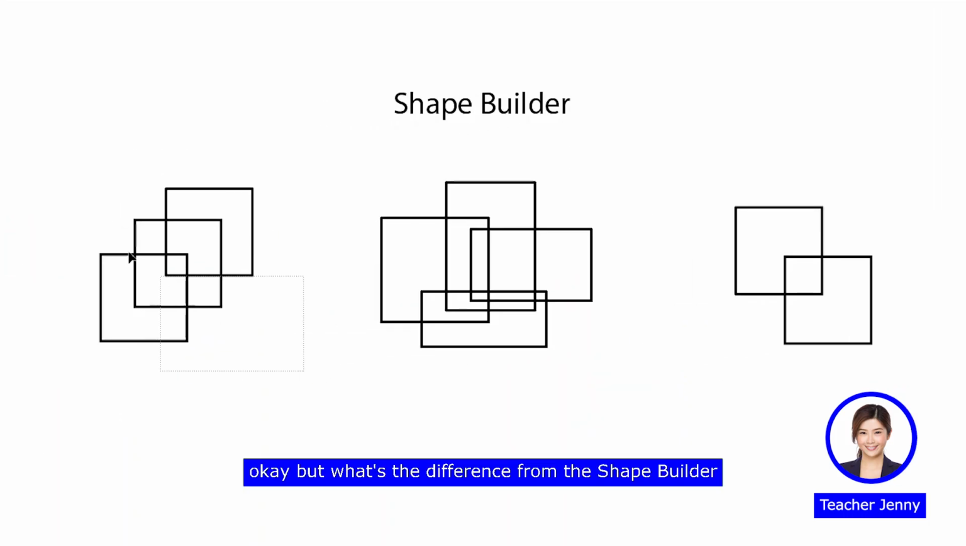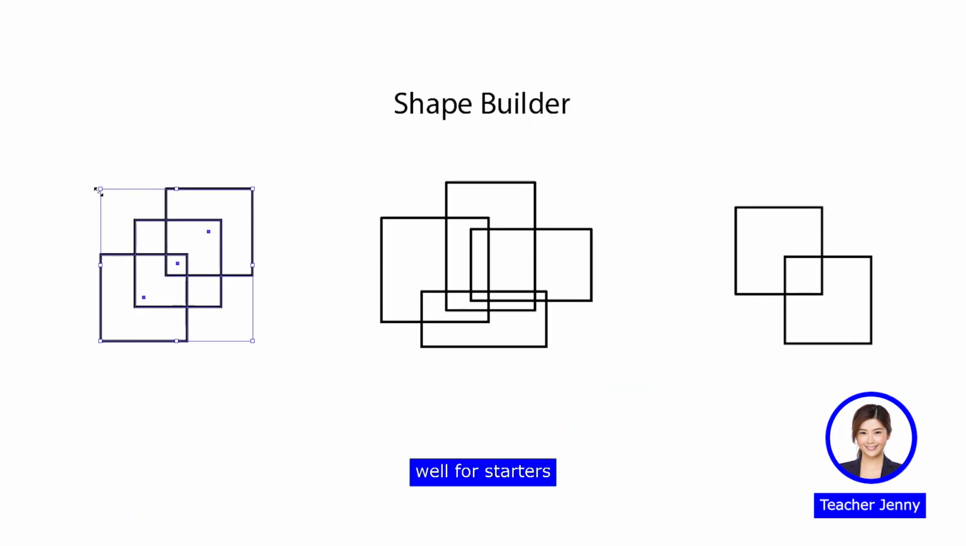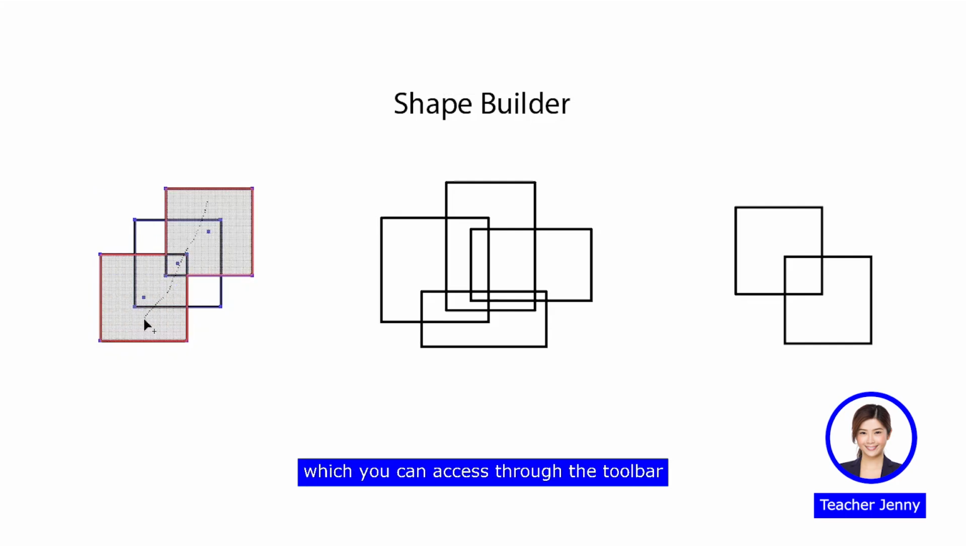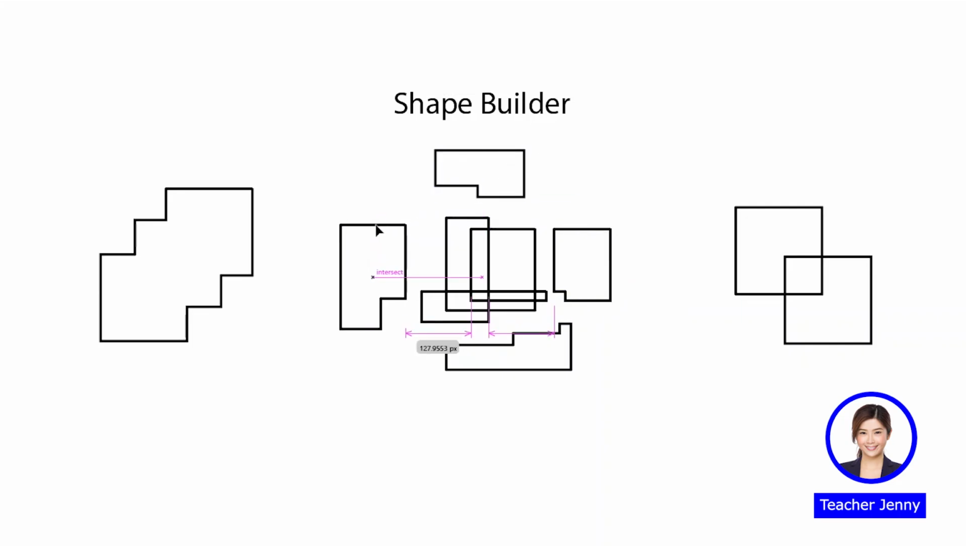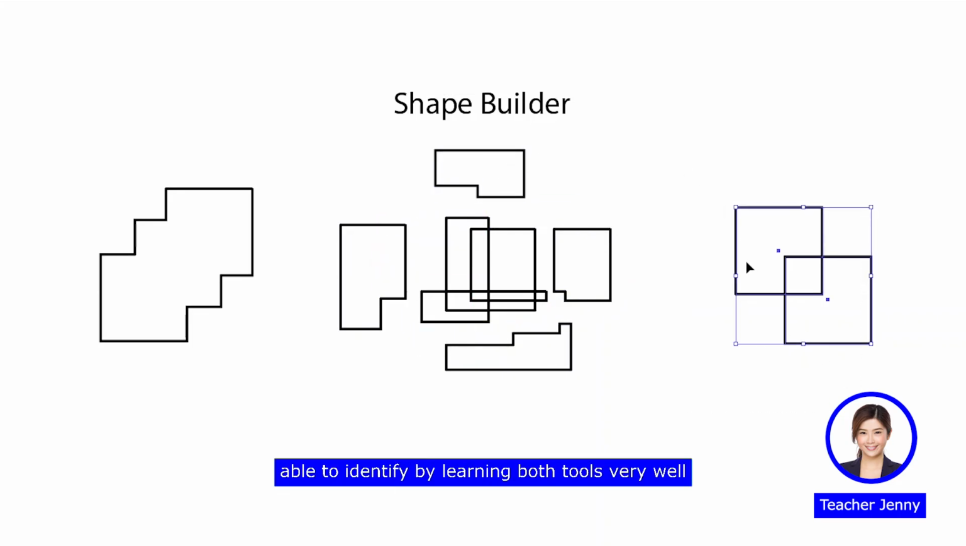Okay, but what's the difference from the Shape Builder? Well, for starters, the Shape Builder is a tool which you can access through the toolbar or by using the shortcut Shift+M. Secondly, and most importantly, the Shape Builder has a way more intuitive interface, and for some uses, it turns out to be easier and faster than using the Pathfinder. But that's something you'll only be able to identify by learning both tools very well.